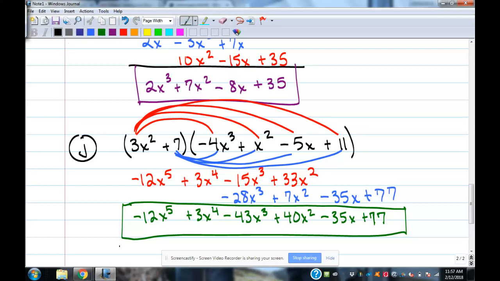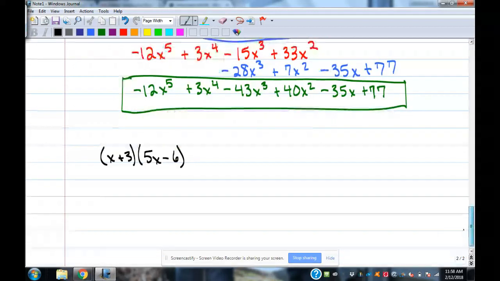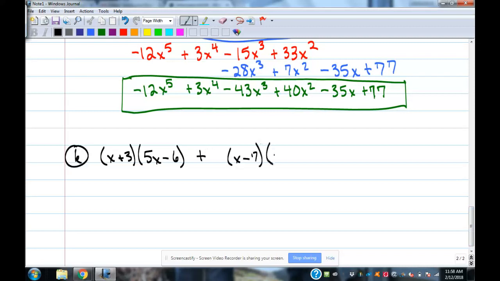All right, let's start putting together what we did last week with this. So let's say we had x plus 3 times 5x minus 6. I don't know what letter I'm on. K. Plus x minus 7 times 2x minus 10.